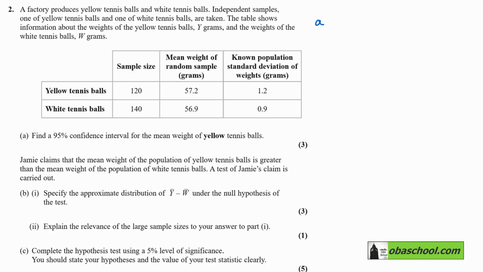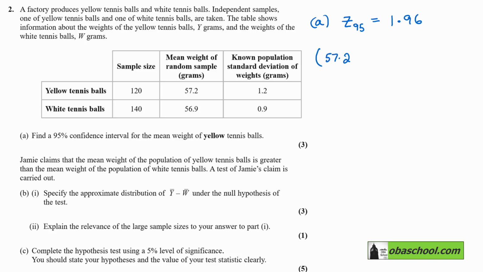In part A, we want to find a 95% confidence interval for the mean weight of the yellow tennis balls. So we're working just with the yellow balls here. So it's a 95% confidence interval. So we want the value of Z95, which we can find from our tables, and very often just from your calculator, as 1.96.